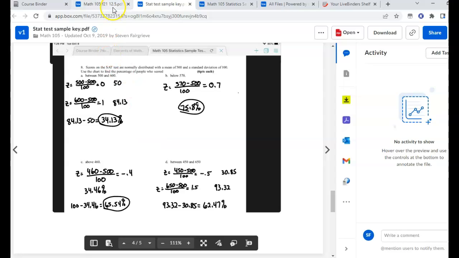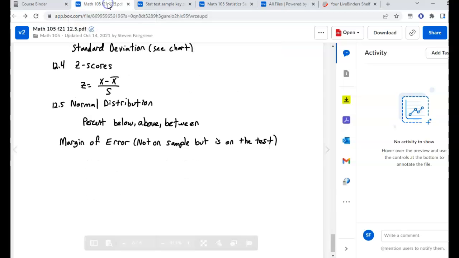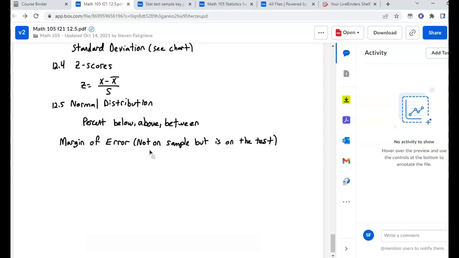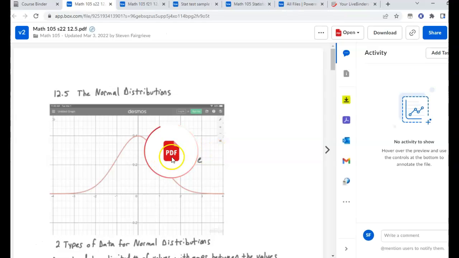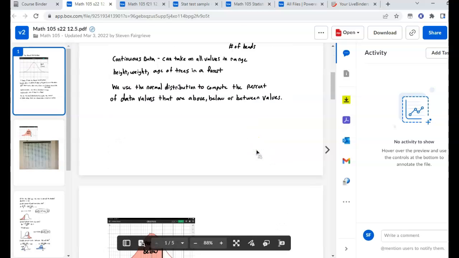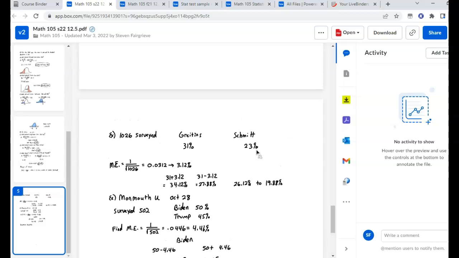Now there's one other topic that's on your test that wasn't on this sample test, and that were these margin of error questions. Right, it's not on the sample, but it is a part of your test. And so you can go back to the notes. And if you scroll down here on the notes, we talked about margin of error.